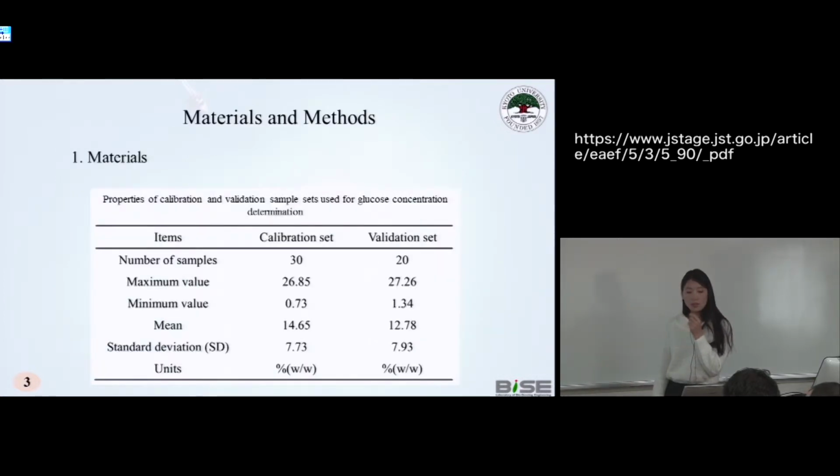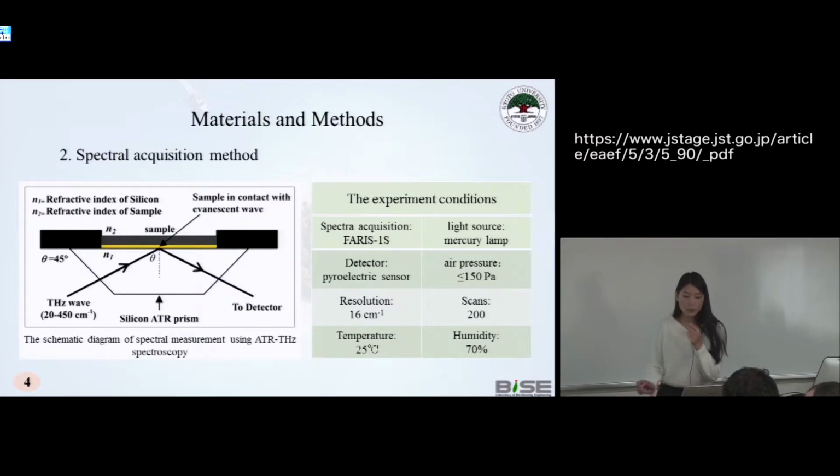And then materials. The materials were sugar powder dissolved in distilled water to get 50 samples, which were then randomly separated into 2 sample sets, calibration and validation. This table shows the properties of these 2 sample sets. 2, spectral acquisition method.